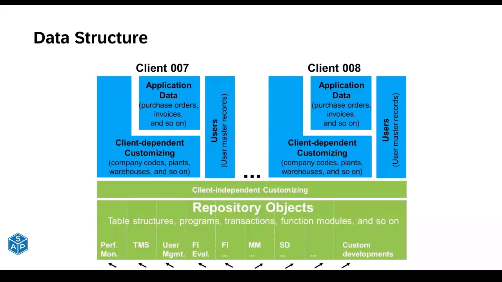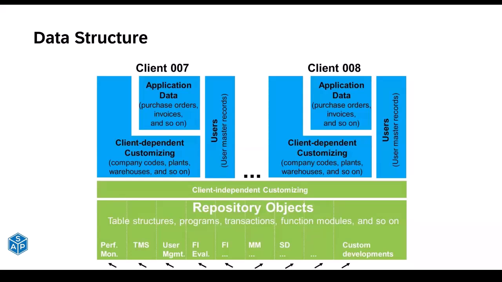They both have a different user master record. Okay, so when you create a user, say ABC user in client 100, it is only created in client 100. You cannot use those credentials to log into client 200. So these are the three types of data which are client dependent.